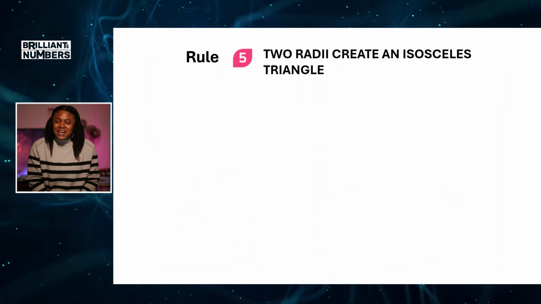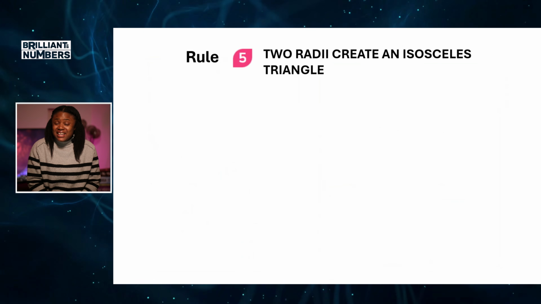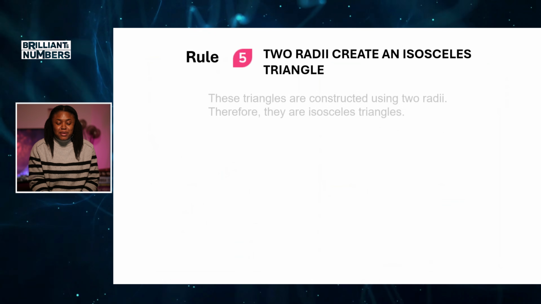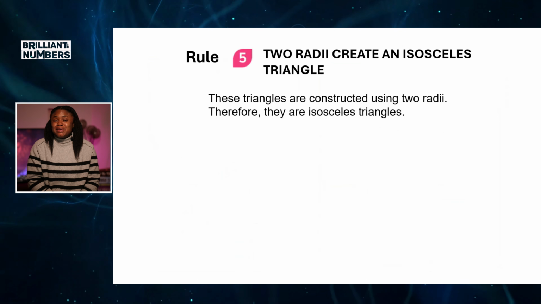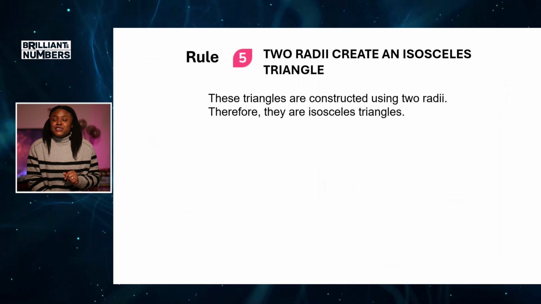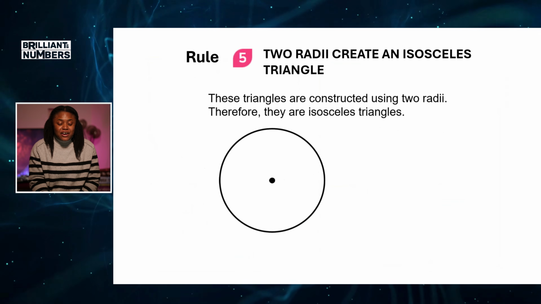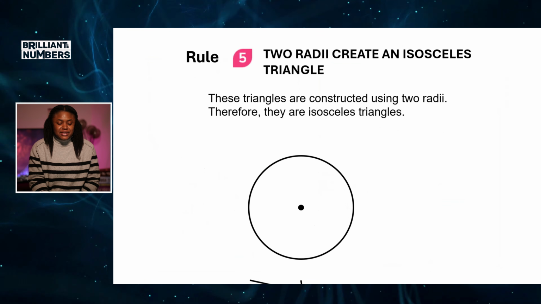So rule number 5 says that 2 radii creates an isosceles triangle. Now remember, in our previous lesson we talked about the radius of a circle. So the plural of that is radii. So diagrammatically this is what it looks like.